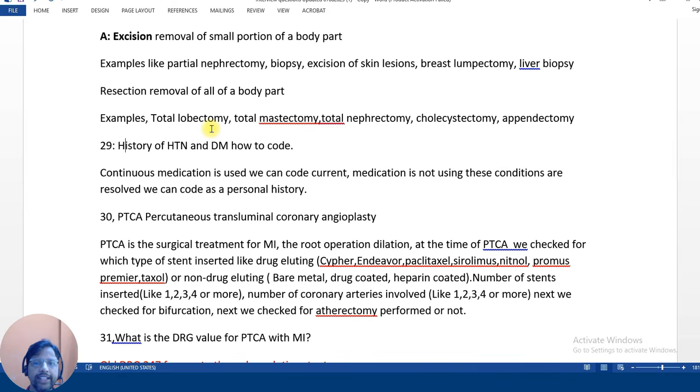So history of HTN and DM, diabetes. How to code history of hypertension and diabetes? If continuous medication is used, we can code the current condition. If not, using these conditions we can code as personal history. Whenever you want to code these conditions, you need to check the medications. If the patient is on current medications, you can code it as the current code. If the patient is not on any medication, you can code it as personal history.